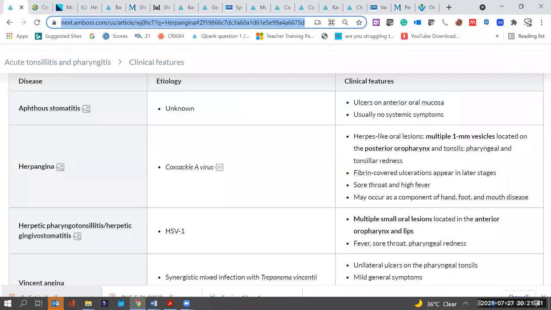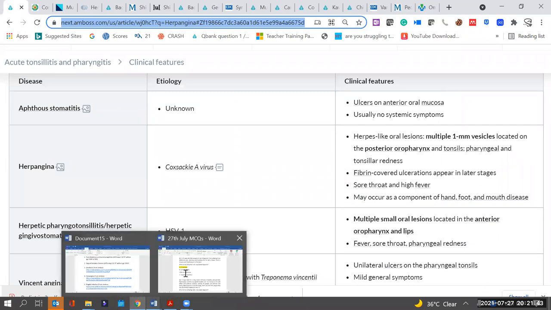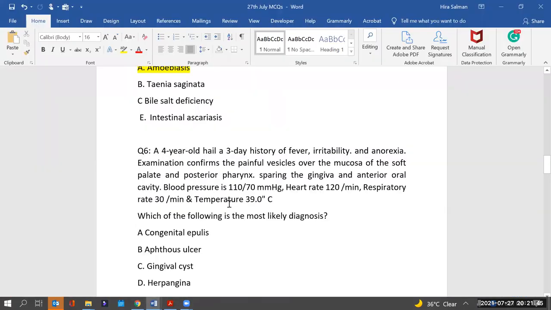Now, if we can look at the questions. Excuse me, Dr. Hira, Coxsackie A virus causes another infection. What is that infection? Epstein-Barr virus, EBV. Sorry? Epstein-Barr virus, EBV infection. It's also called EBV, or there is an infection called EBV? No, there is an infection, Epstein-Barr virus infection. One of the reasons is Coxsackie as well. The infectious name is Epstein-Barr.